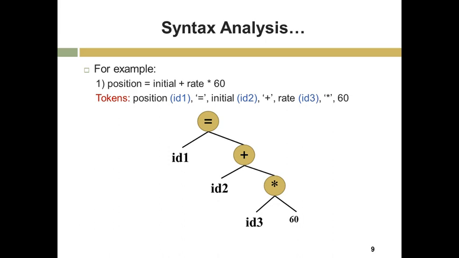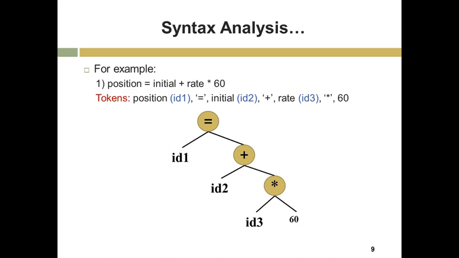So in a parse tree, the grammar rules are written in such a way that higher precedence operators are always at the leaf side and lower precedence operators are at the root side. So this is the output of the syntax analysis phase. This is known as an abstract syntax tree.